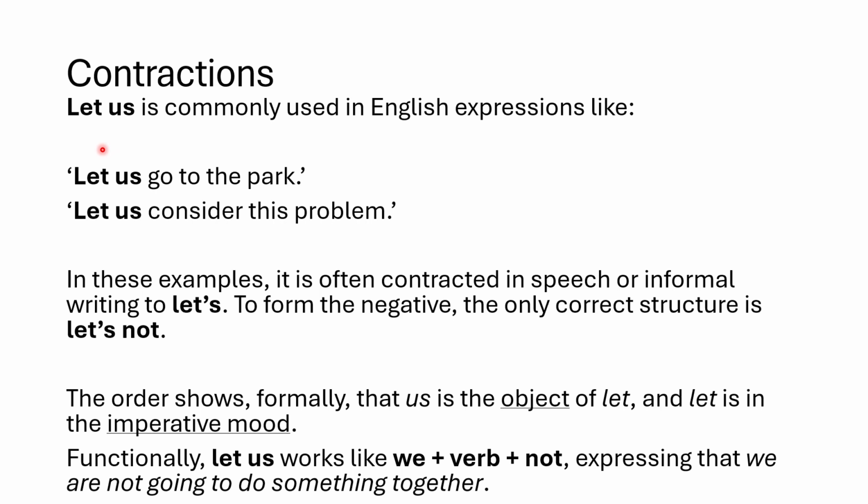Let us is commonly used in English expressions like let us go to the park and let us consider this problem. In these examples, it is often contracted in speech or informal writing to let's. To form the negative, the only correct structure is let's not. The order shows formally that us is the object of let, and let is in the imperative mood. The imperative mood means giving a command, an order, an instruction, making requests, or offering invitations.